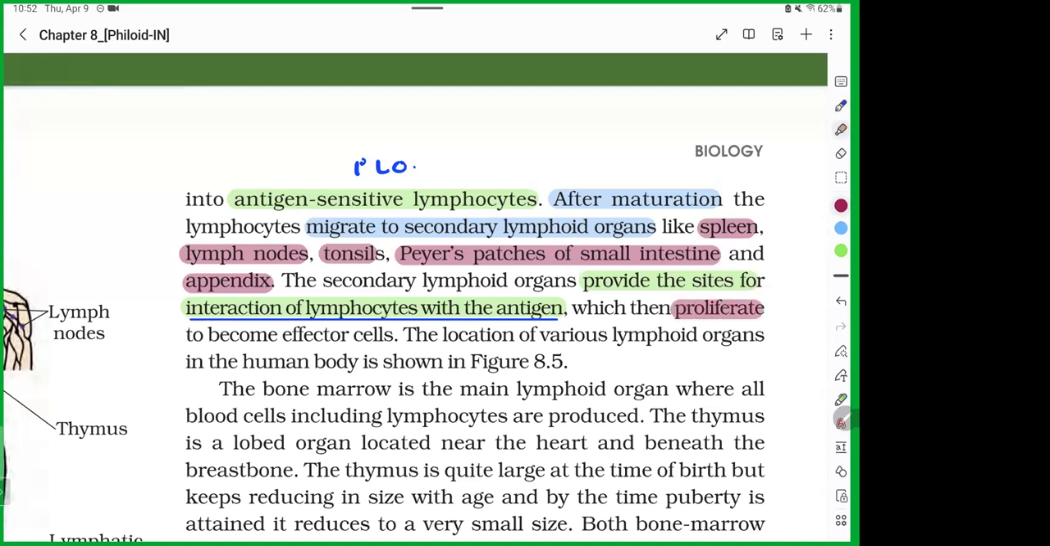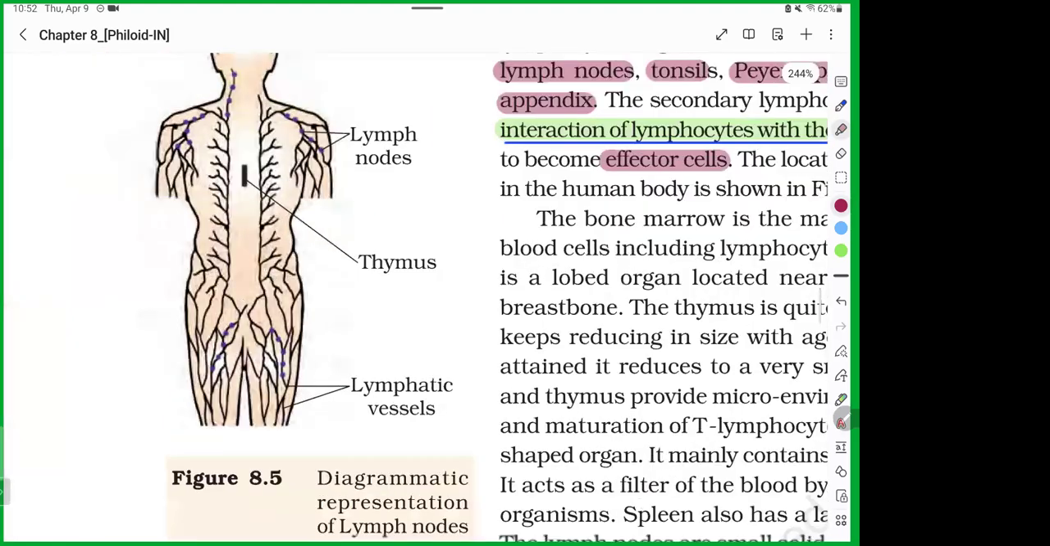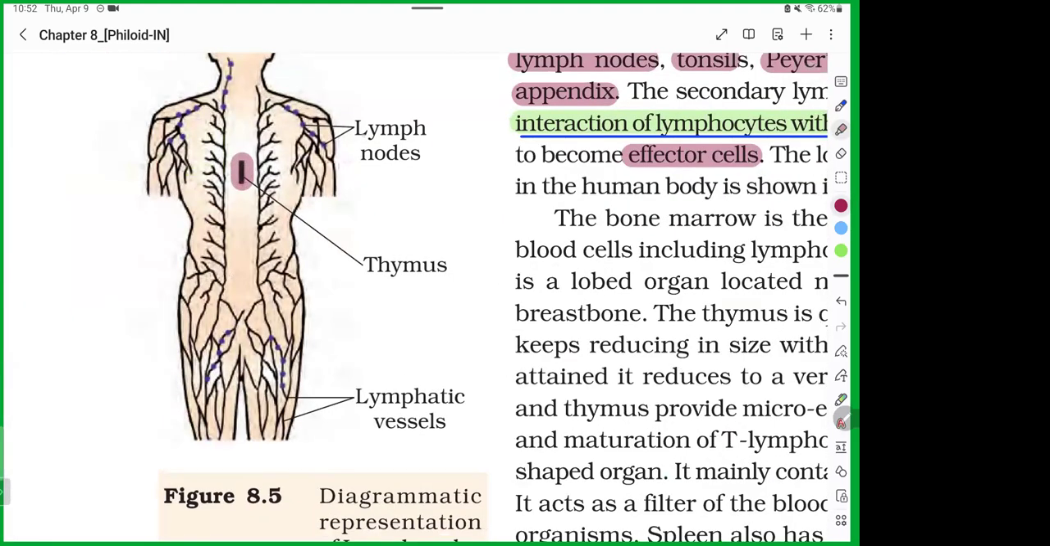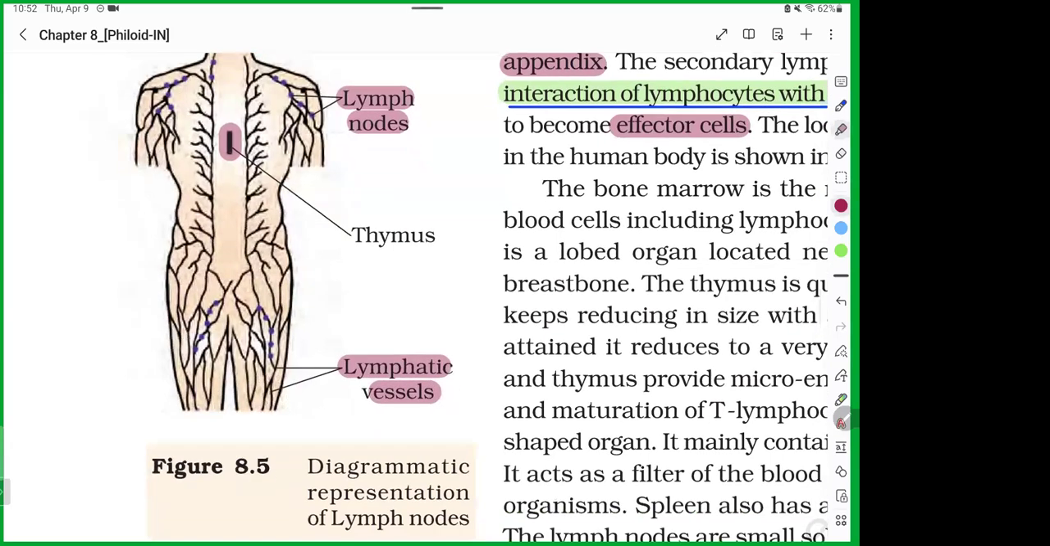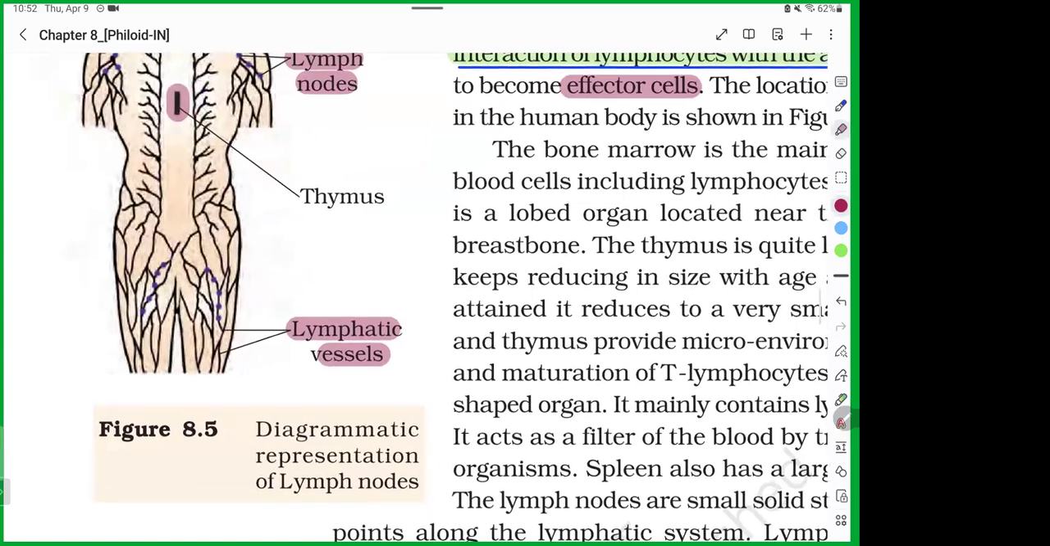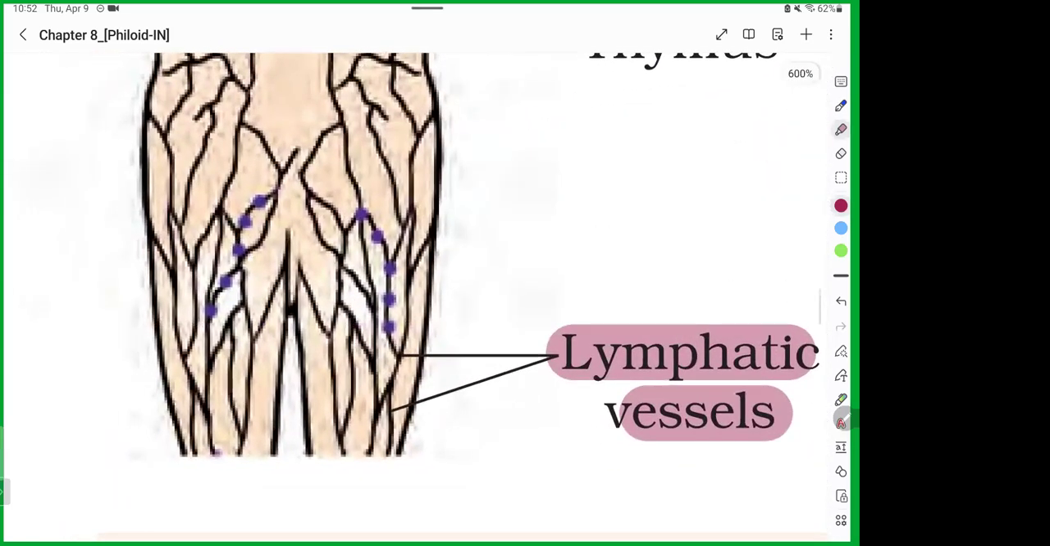When these lymphocytes interact with the antigen, they become effector cells. Effector cells means they destroy the antigen. Correct. Location is important. Thymus is in the chest region, below the sternum. Lymph nodes are all over the body, in the arm region also. Lymphatic vessels are present all over the body, not only here. Correct. Lymph nodes. As you can see, there are so many lymph nodes. Correct. If you see this, these are the lymph nodes given.